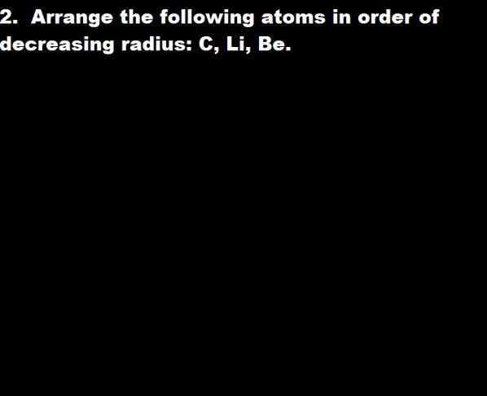Now let's say this is a typical question. Arrange the following atoms in order of decreasing atomic radius. Now we have to arrange them from highest to lowest. So let's consider each atom separately. We have carbon, which has the atomic number of 6, and we have lithium, which has atomic number 3, and we have beryllium, which has atomic number 4.